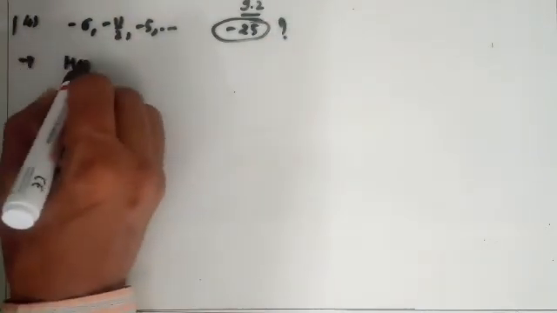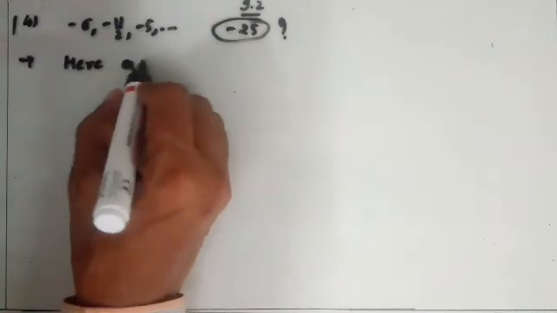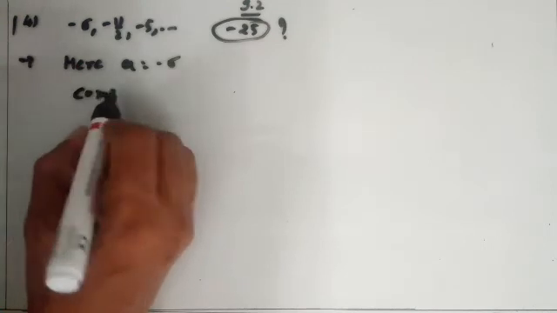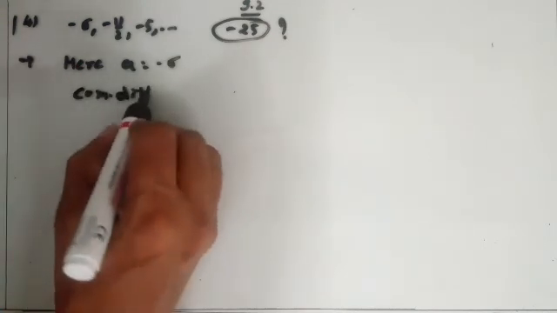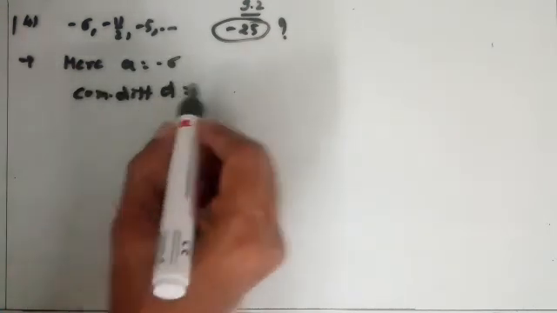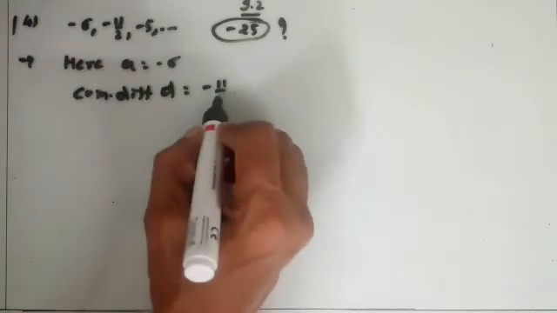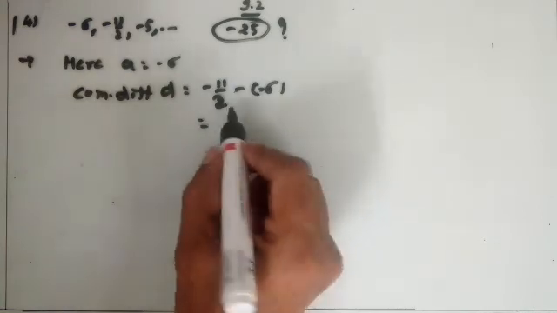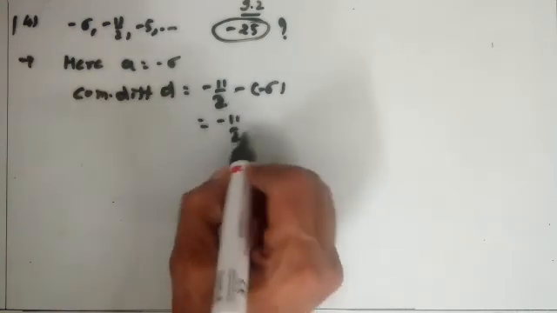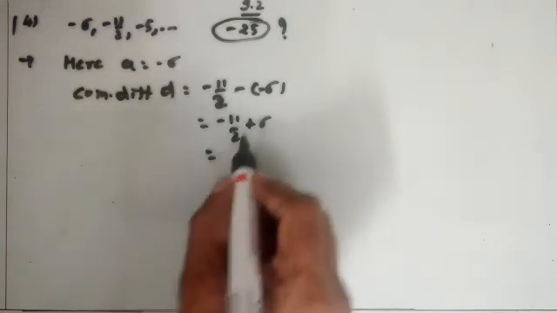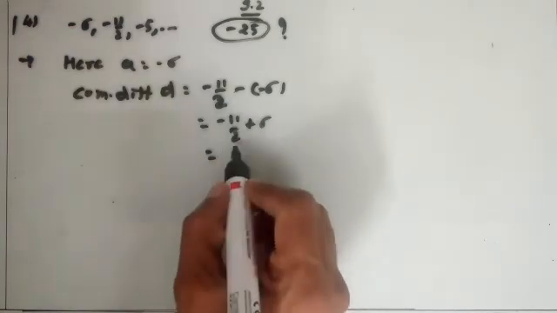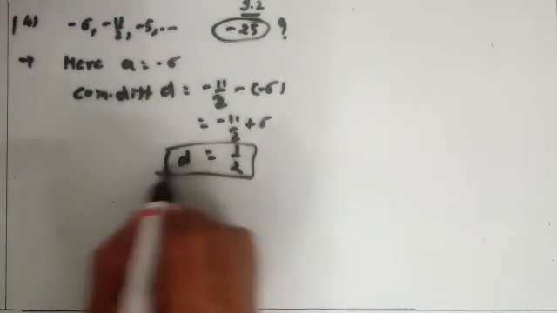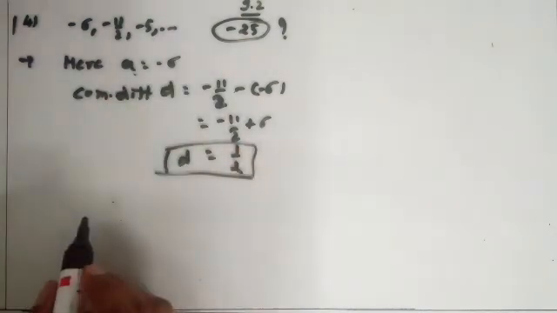Here the first term a is equal to minus 6. Common difference d is equal to minus 11 upon 2 minus 6, so is equal to minus 11 upon 2 plus 6, which is 12 minus 11 upon 2, that is 1 upon 2. So d is equal to 1 by 2. Here a is equal to minus 6, already given.